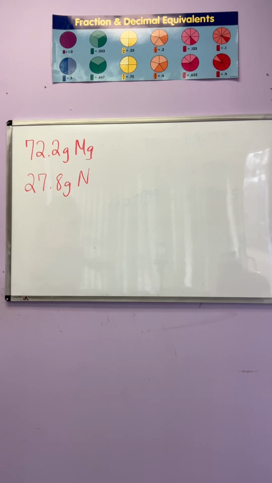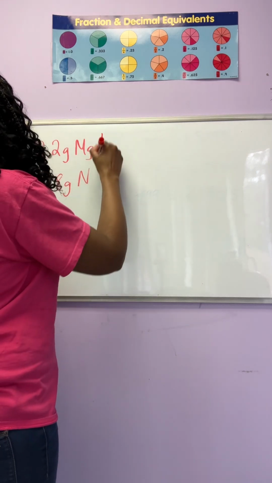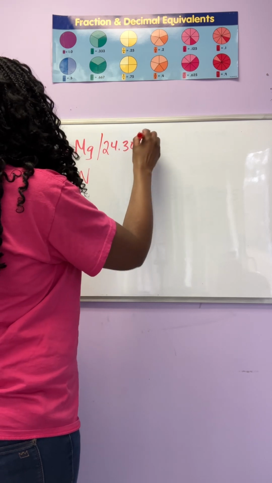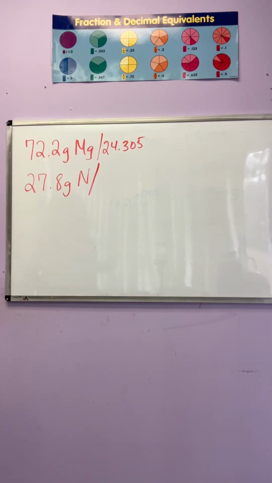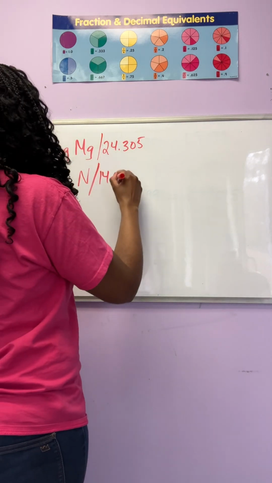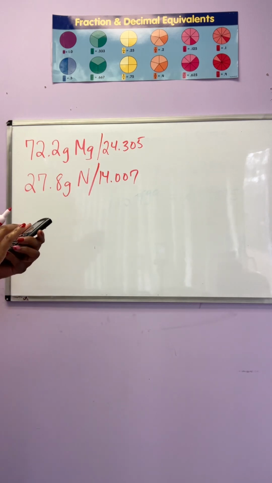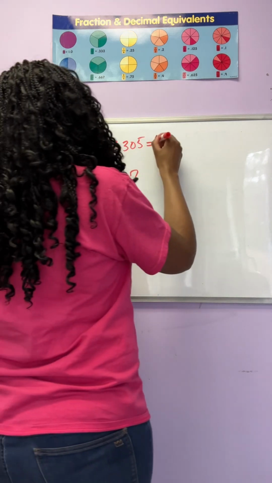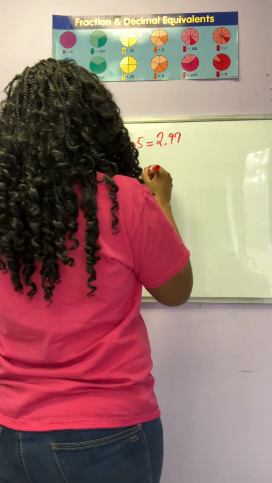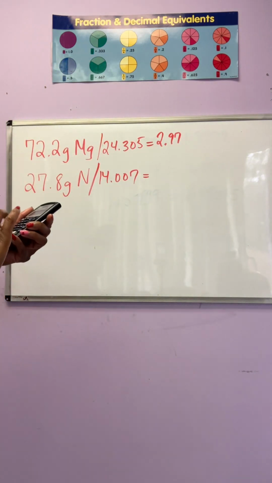So once again, go to our periodic table, and we see that the molar mass of magnesium is 24.305. So we're going to divide by 24.305 and find the molar mass of nitrogen, which is 14.007. So 72.2 divided by 24.305 gives me 2.97. Then 27.8 divided by 14.007.